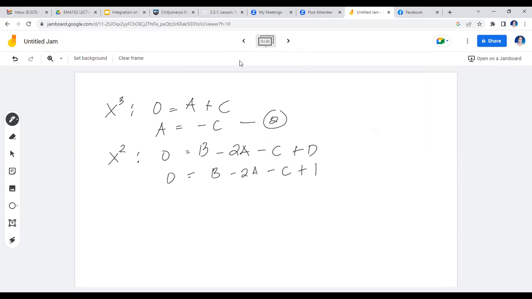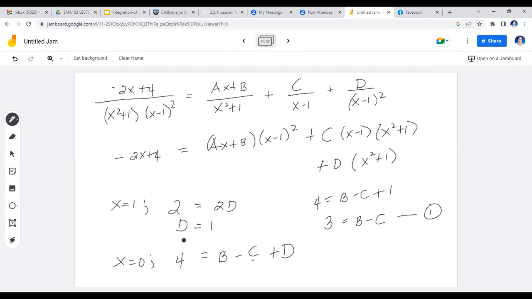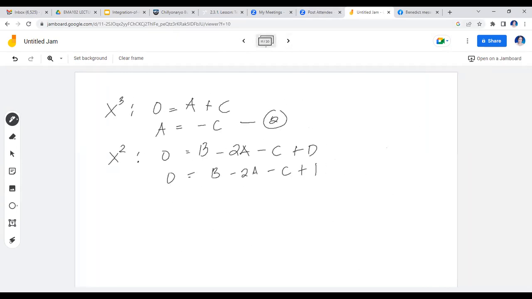So let's see, you have 1 here. So you have 1 there. And if you transfer 1 on the other side, you have negative 1. And you have b minus 2a. But take note, class, that your a here is negative c. So I can change this a here to negative c. So I will erase this a and make it negative c. So I'll place here negative c.